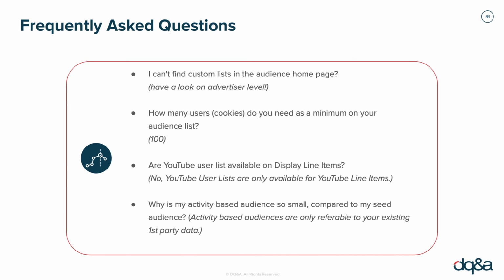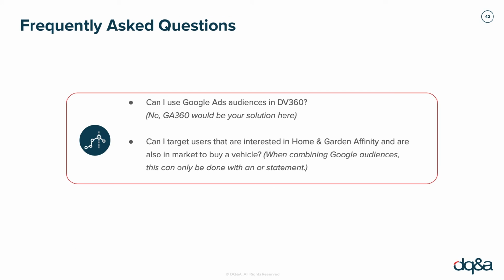Why is my activity-based audience so small compared to my seed audience? Bear in mind your activity-based audiences are only referable to your existing first-party data or users that have led to a conversion. So yeah, this is why it would be smaller than your seed audience. Can I use Google Ads audiences in DV360? No, unless you have GA360.